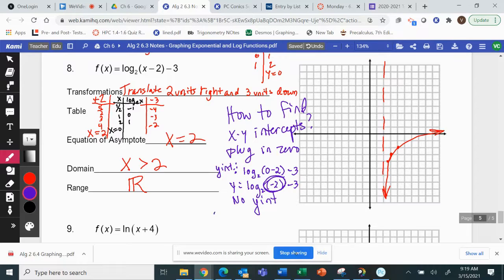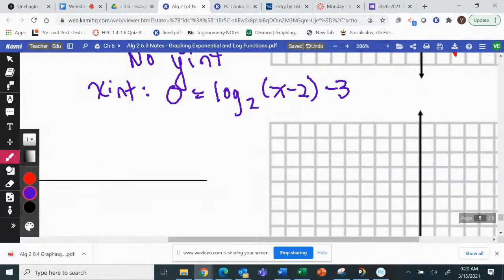So how about the x-intercept? Look at our picture. Looks like we're going to have one. So for the x-intercept, we make y 0. So I'll have 0 equals log base 2 of x minus 2 minus 3. So this is an equation we have to solve, which you did in the first section of logarithms. How do I get x by itself? Ryan, how do I get x by itself?